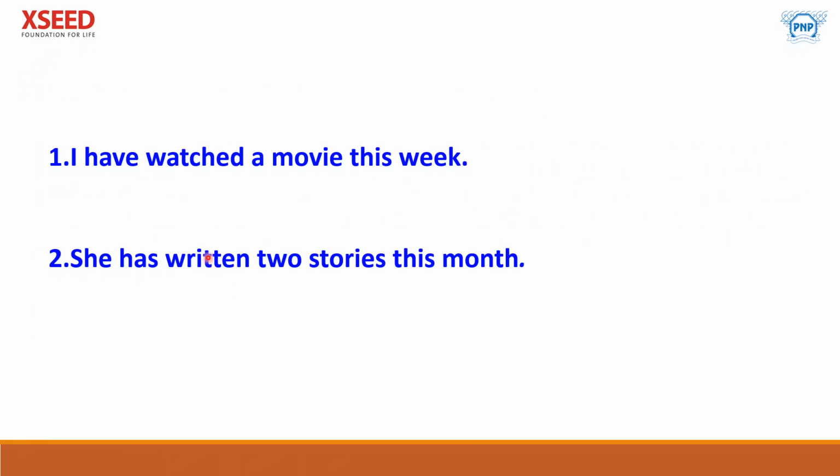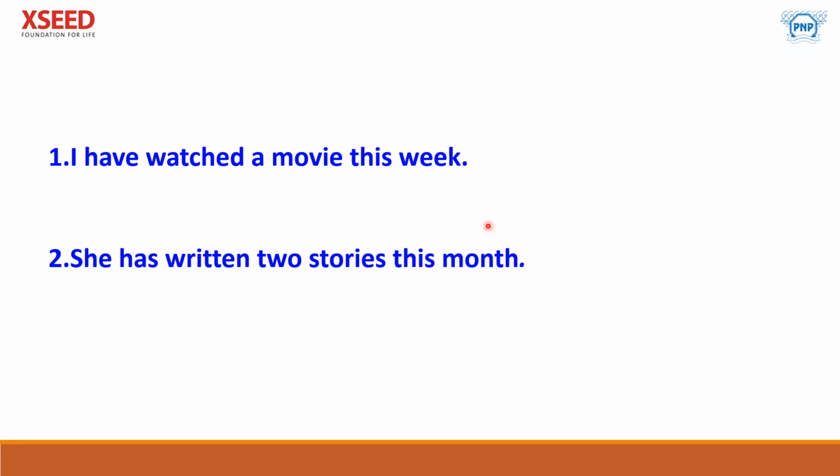Just look at these two sentences. I have watched a movie this week. She has written two stories this month. In which tense are these sentences written? What does this week and this month represent? Why aren't these sentences written in the simple past?